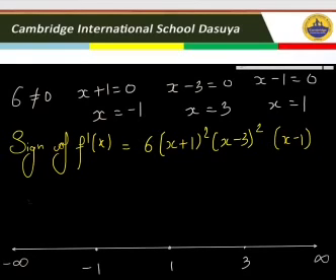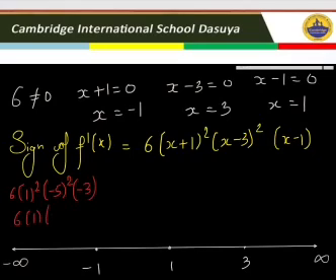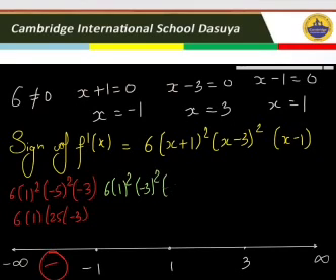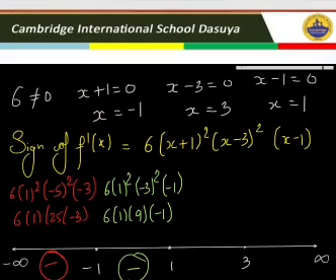The first interval is minus infinity to minus 1. Now choose one number for x, say minus 2, so this is 6, 1 square, minus 5 square, and minus 3 square. When we solve this, we get a negative. Clear this? The next one is minus 1 to 1. Take any number from minus 1 to 1. I took 0, and this becomes 6, 1, and 9, minus 1. So this is negative. So I write negative.